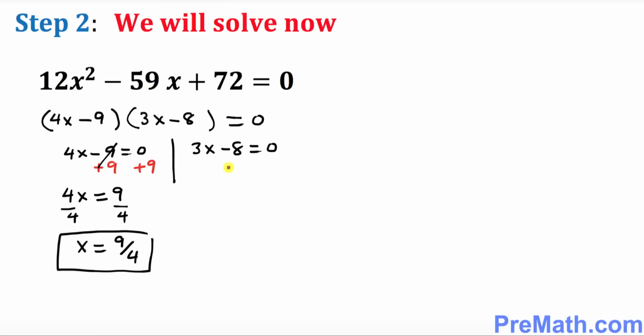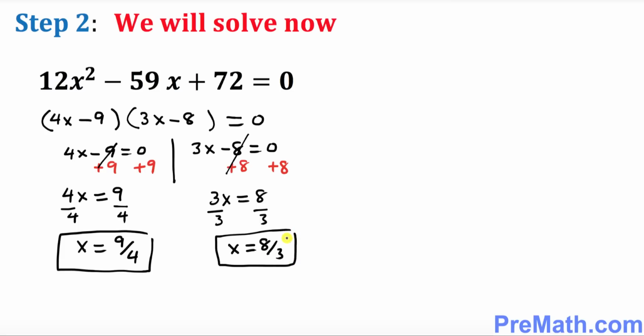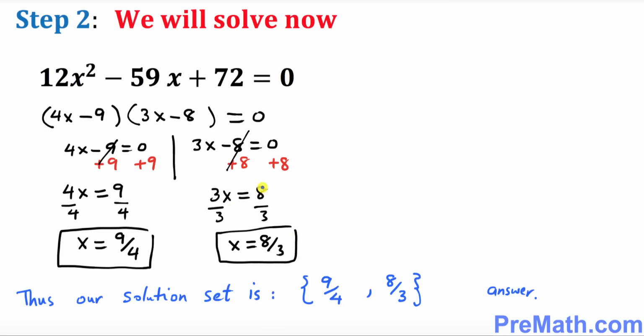Likewise, we're going to add 8 this time to get rid of the 8. The negative 8 and positive 8 cancel out. We got 3x equals 8. I want you to divide both sides by 3. So x turns out to be 8 over 3. Thus our solution set turns out to be 9 over 4 and 8 over 3.